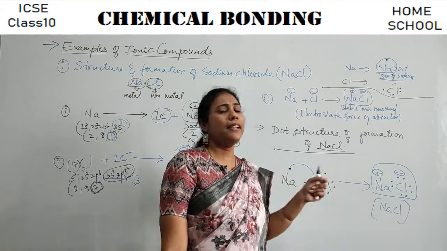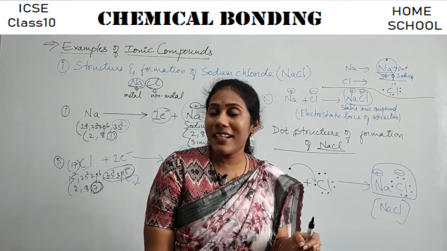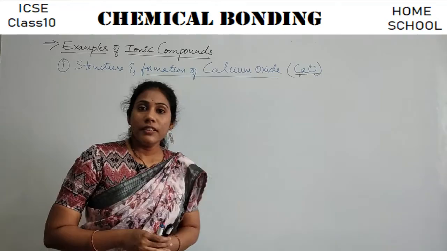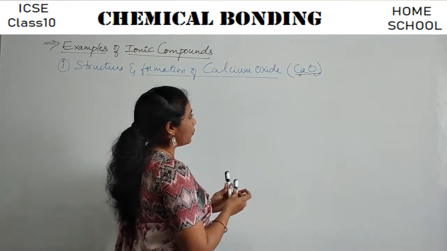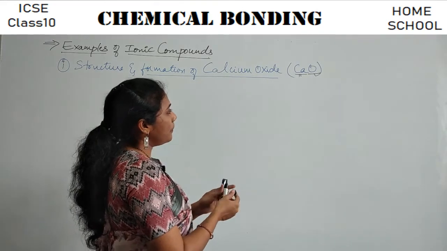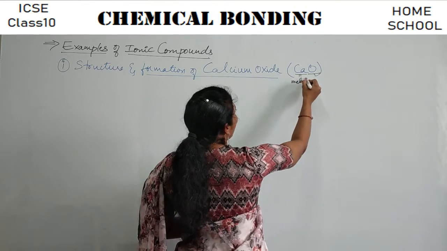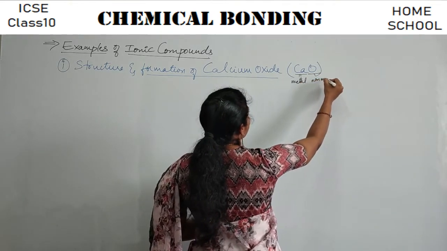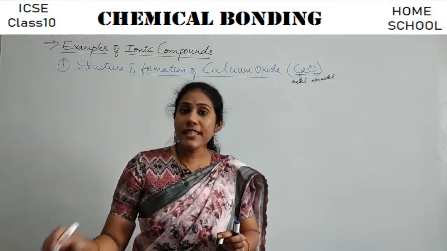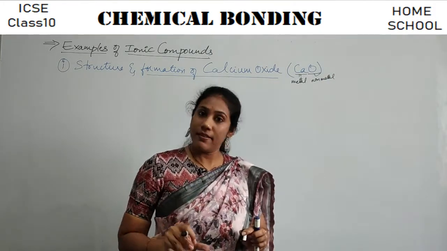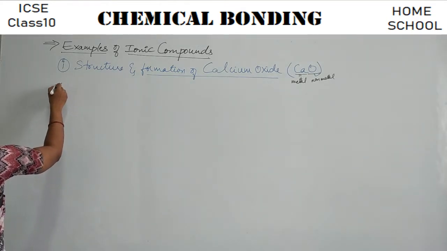In a similar way, let us talk about other examples like calcium oxide and magnesium chloride also. Coming to the formation and structure of calcium oxide, that is CaO: who is the metal and who is the non-metal? Calcium is a metal and oxygen is a non-metal. So definitely calcium is the one losing electrons and oxygen is the one taking those electrons. Let us see how calcium loses electrons.